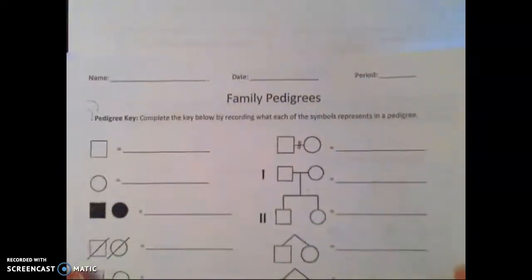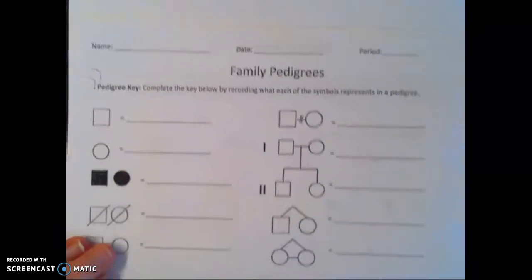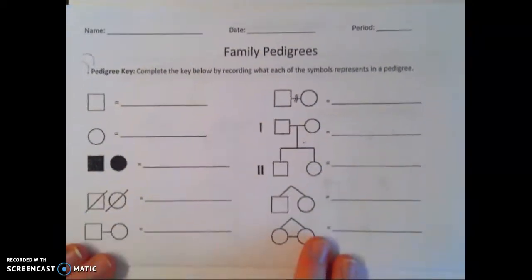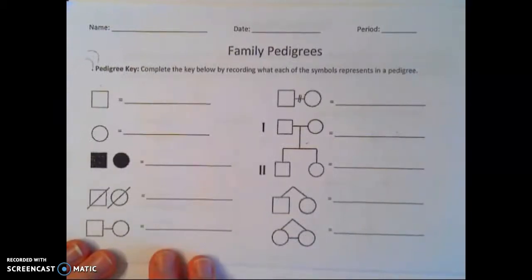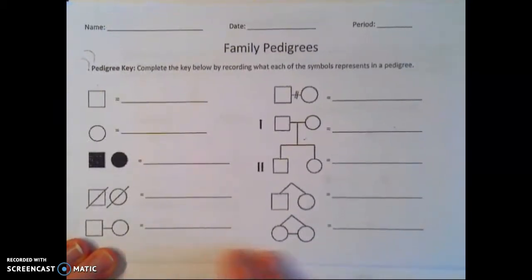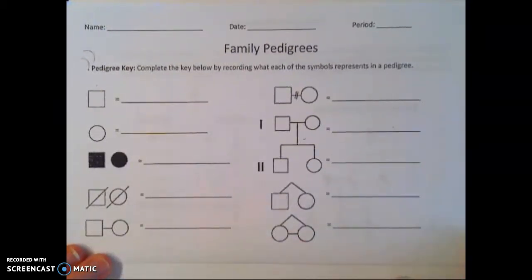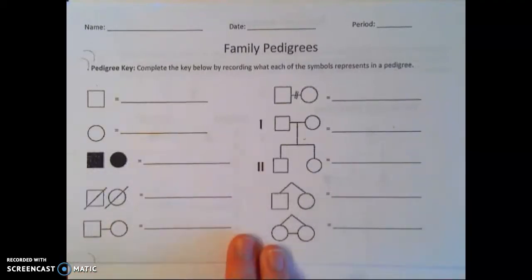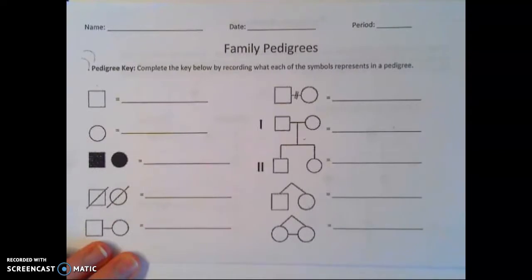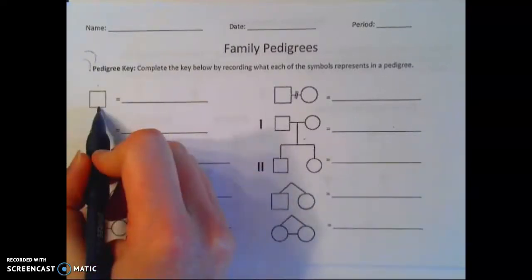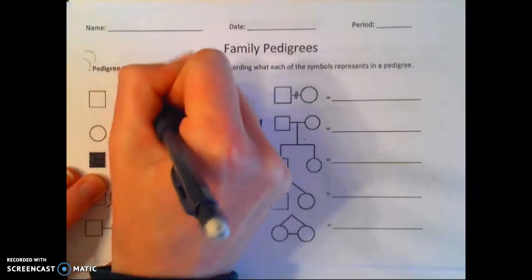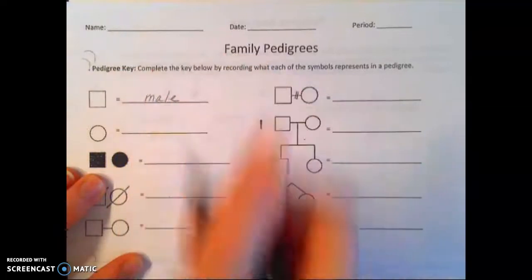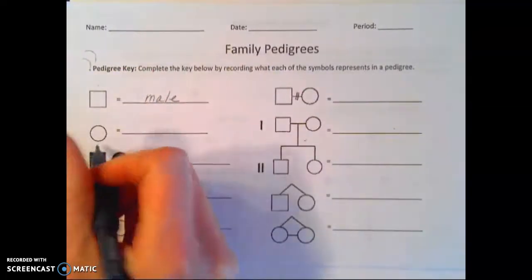So you will need to either print out or download this sheet, or you can simply write your own. It's just a bunch of symbols, so it's pretty easy for us to create a key of our symbols. Each of these symbols represents either an individual or a relationship between individuals. So we're simply going to define what each of these represents. In a pedigree, a square is used to represent a male, where a circle is used to represent a female.